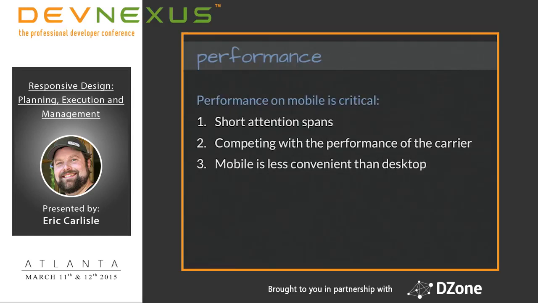You're competing with latency time for 4G, it's just there, and you have to compete with it. Mobile is a compromise. You don't have the capability to show as much. It's less convenient. So what happens is your user has the tendency to be frustrated. So the performance has to just gun it to make sure you've captivated the person.